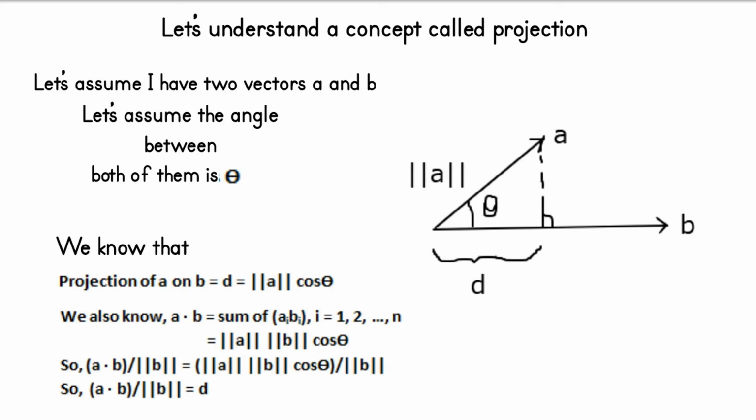If we don't know what theta is, and we just know the components of A is equal to A1, A2, ..., An and B is equal to B1, B2, ..., Bn, we can compute the projection of A on B by using this formula, which is D equal to A dot B divided by norm B.